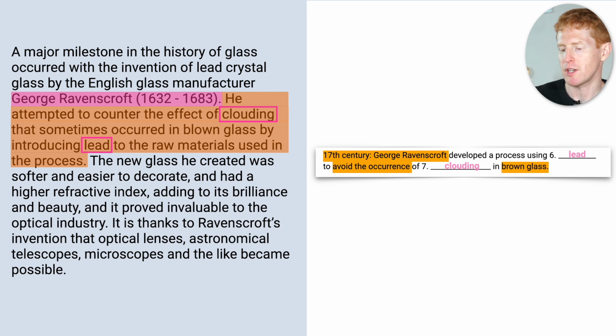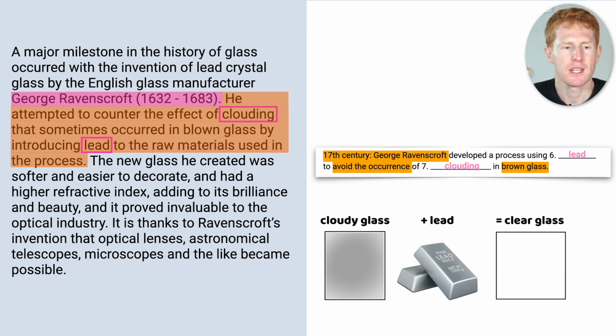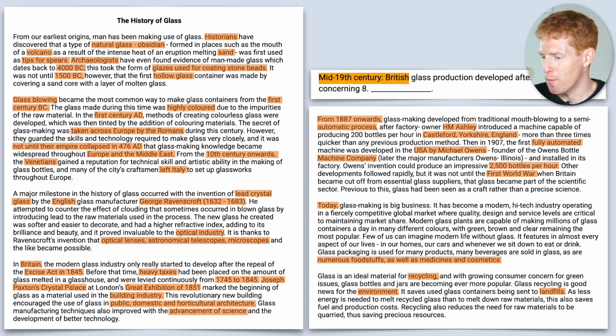Now notice that the answer for number 6, which is lead, comes after the answer for number 7, clouding. That's typical. Even though the answers come in a chronological order, between, for example, 2 questions, they might be close together and they might not be in the same order. So what does this mean? Cloudy glass is when it's kind of impure, you can't really see through it. However, they found out that if you added lead, then suddenly it would be clear glass, which would allow you to see through it. Number 8, mid-19th century British.